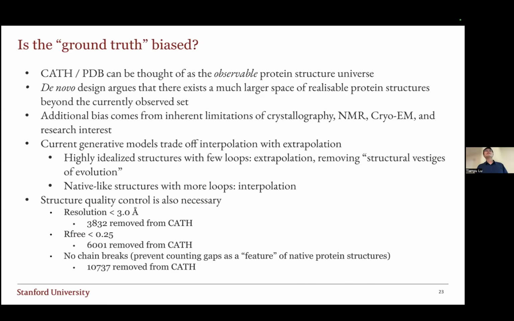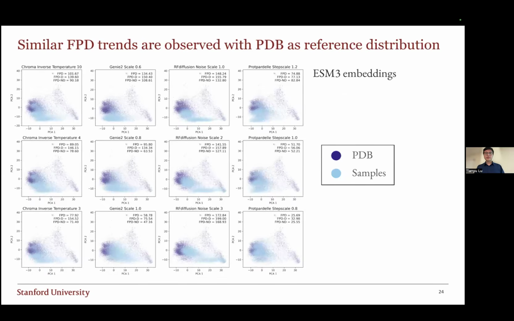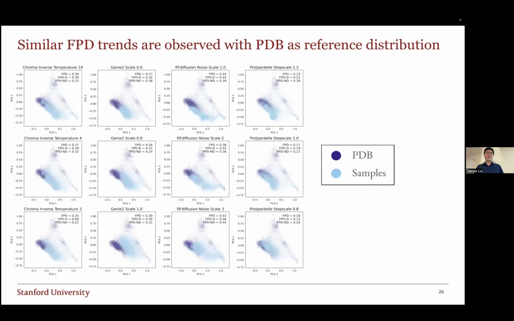Did you say it on the 20,000 different domains? Yes, in the CATH data set, or different domains. This is just with the PDB as the reference, and you see these similar biases. Some of these are actually quite dramatic. You do see non-overlap in most of these models.